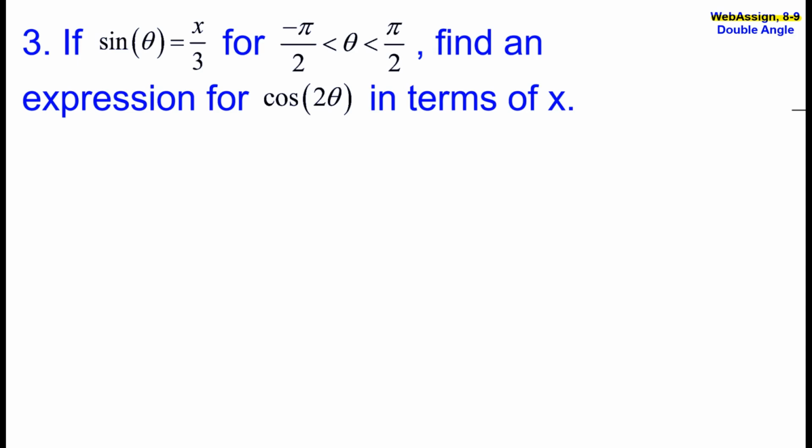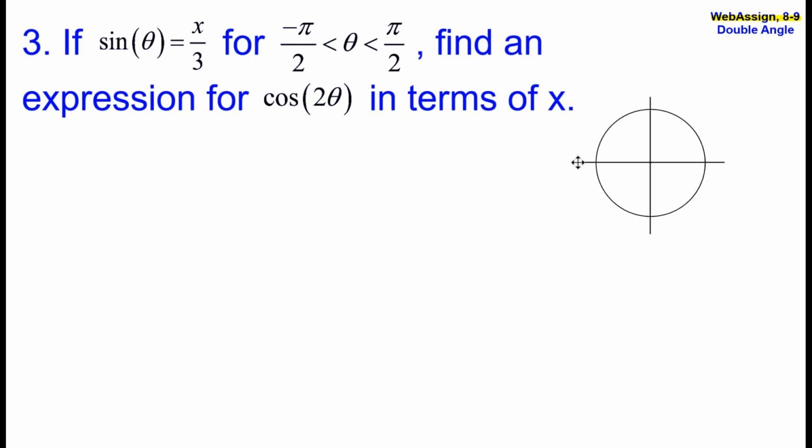This problem says if the sine of theta equals the variable x divided by 3, for theta between negative pi over 2 and pi over 2, find an expression for cosine 2 theta in terms of x. So they're giving me some information about theta through the sine ratio, and I have to convert that to information about the cosine of 2 theta. One of my favorite sayings is a picture's worth 1,000 words.